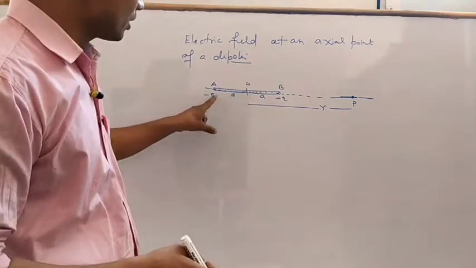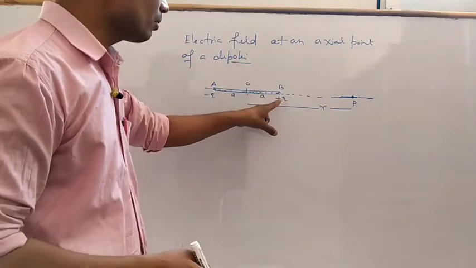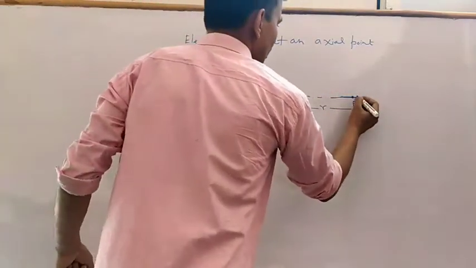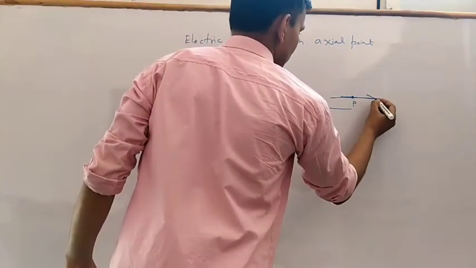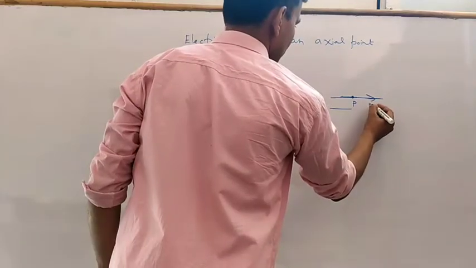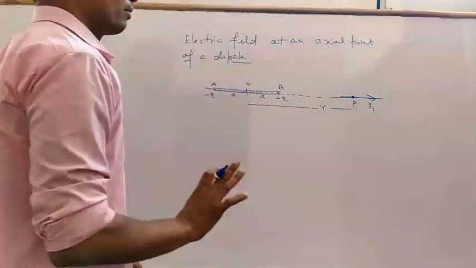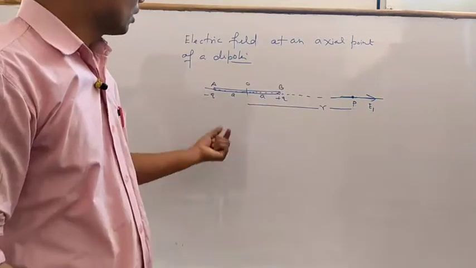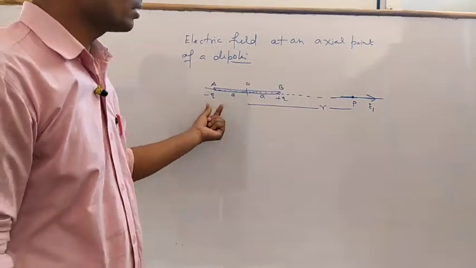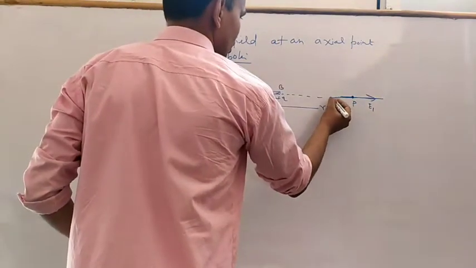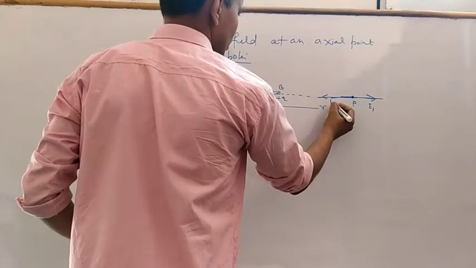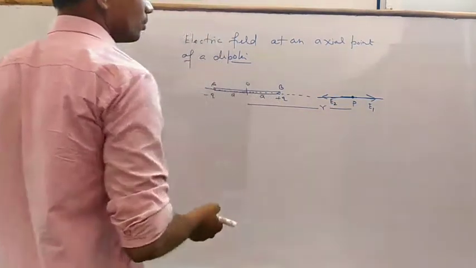Here you have to see the plus q charge. Due to the plus q charge, the strength of the electric field at this point, which is a vector, we simply call E1. And due to the minus q charge, in this direction, the field is E2.